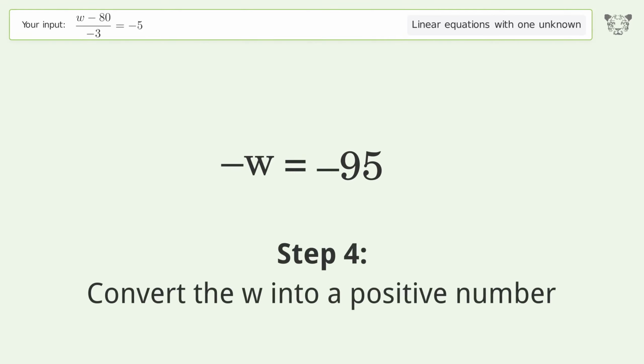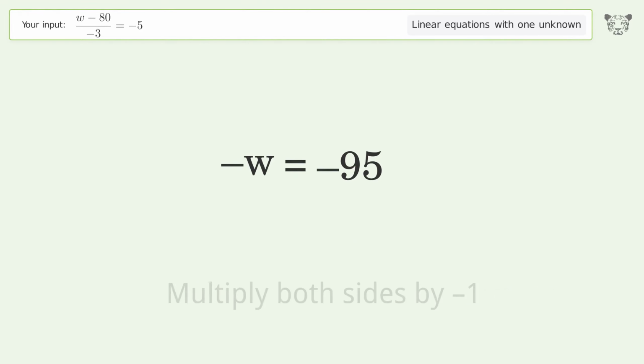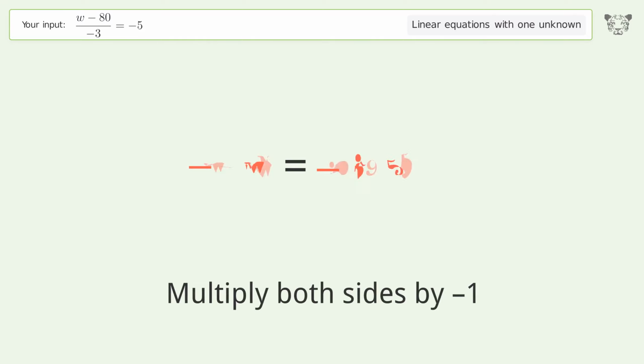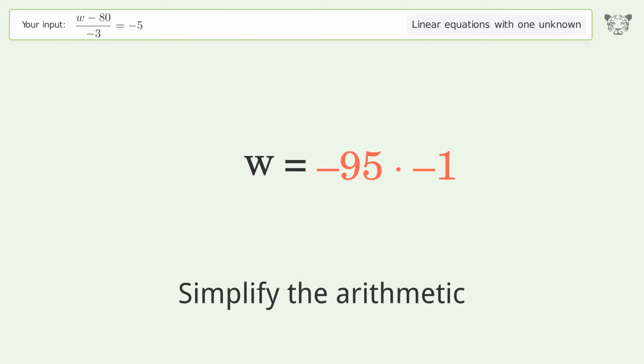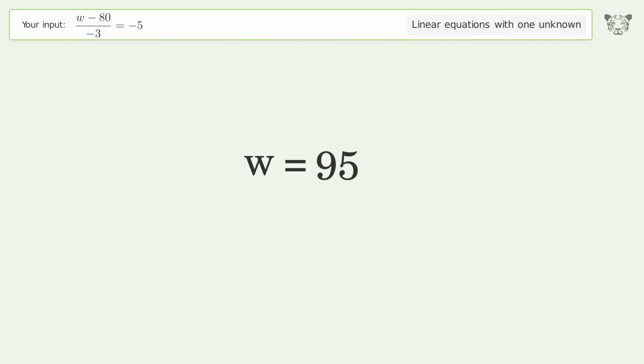Convert the w into a positive number. Multiply both sides by -1. Remove the ones. Simplify the arithmetic. And so the final result is w equals 95.